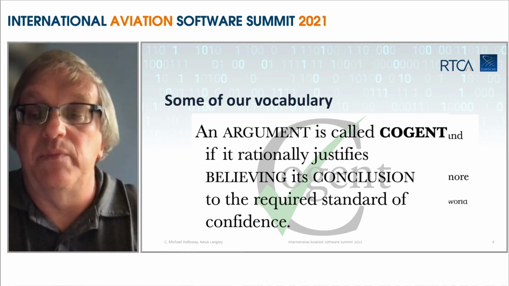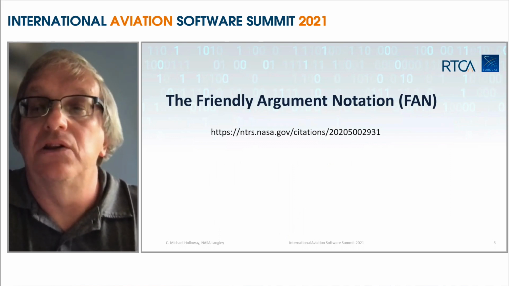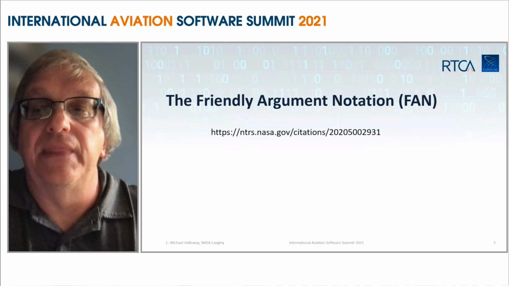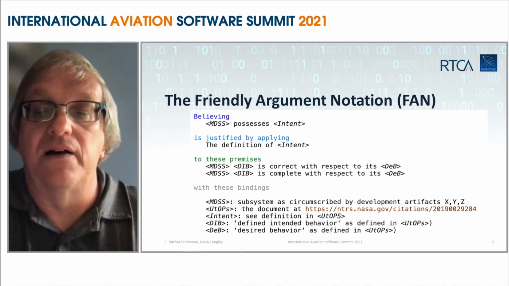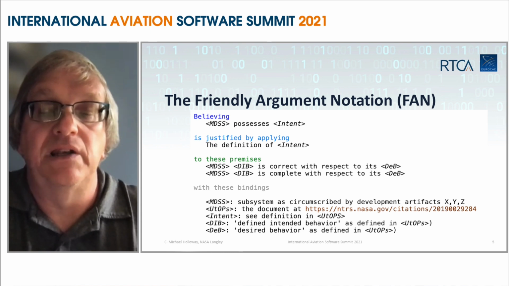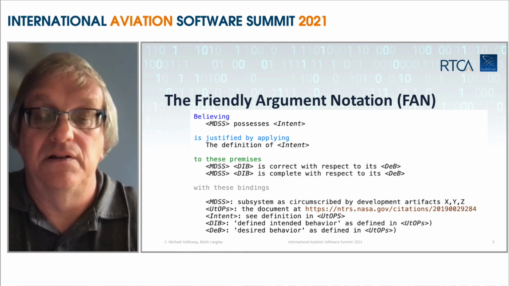Now on to a bit about notation. Here's where you can find the definition of the friendly argument notation, or FAN. It directly instantiates the vocabulary, as this document that you can get here will show. Here's an example of an atomic argument concerning possession of the intent OP by a subsystem abbreviated as MDSS, as it might be written in FAN. I'm not going to spend any time on this example because you'll see more complex examples of FAN in the next presentation about the Utopia project.